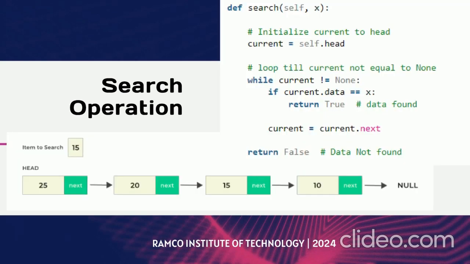So this is the coding for search. I'm having a current variable to store the head value. Then while current is not equal to None, that is, we have to travel up to the last element, I'm checking whether current.data is equal to the x value given by the user. If it matches, we can return True, or else we simply keep traversing: current is equal to current.next, traversing up to the last element.